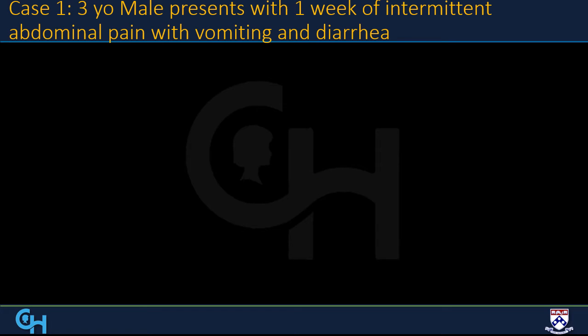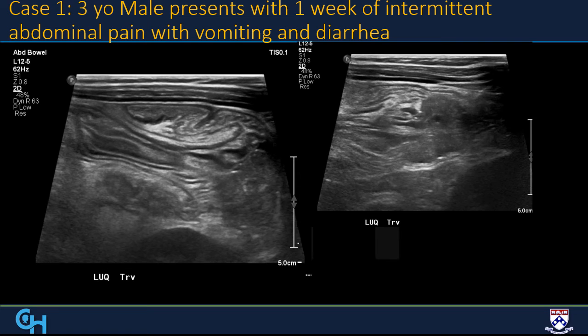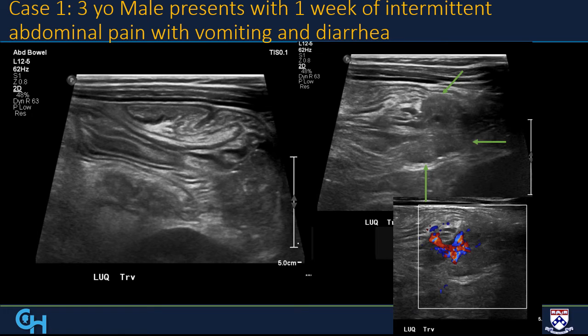The first case is a 3-year-old male who presents with 1 week of intermittent abdominal pain with vomiting and diarrhea. Of course, the first line of imaging is an ultrasound, which shows a typical bowel-in-bowel appearance concerning for intussusception, except that this is within the left upper quadrant and has the appearance of colon. Here is another transverse image, and you see this lobular mass appearing within this intussusception, concerning for an intraluminal gastrointestinal mass, and you can see central flow.